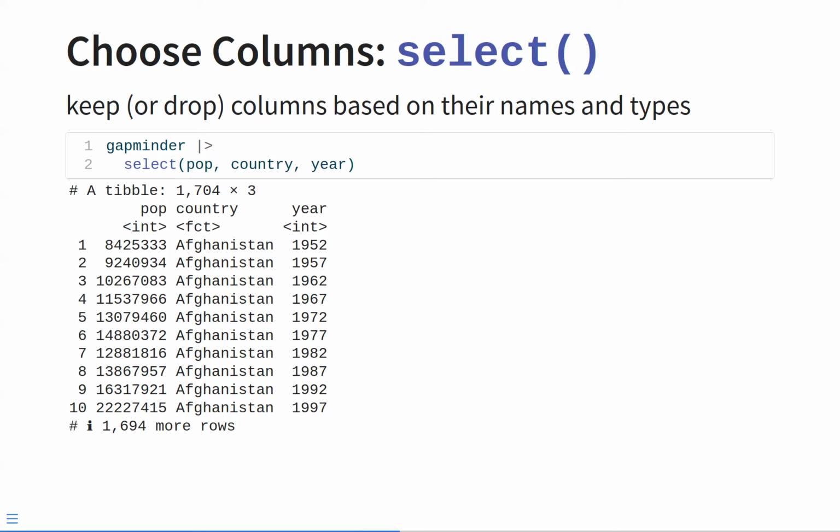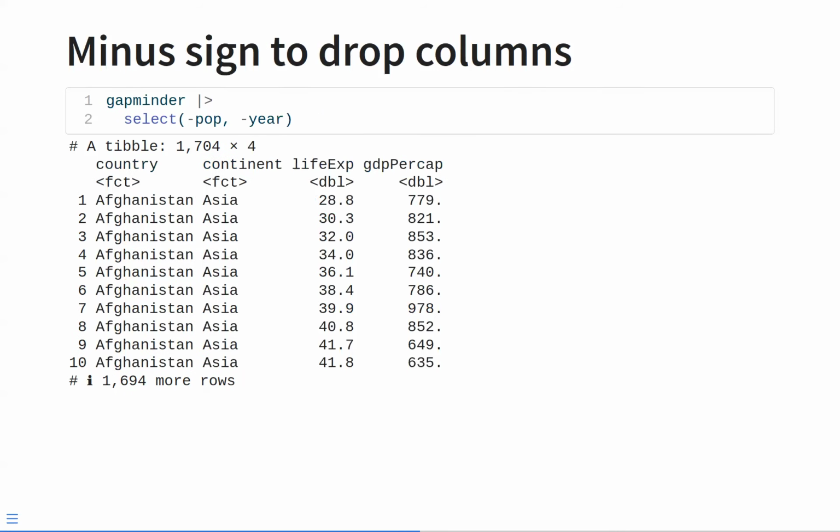With select, we can keep or drop columns based on their names and types. In other words, the type of data they contain. So in this simple example on the slide, I'm going to select only the columns pop, country, and year from the Gapminder dataset. If you want to drop columns, all you've got to do is put a minus sign in front of the variable names you want to drop. So to display everything except for population and year, we take Gapminder, we pipe it into the select verb, and then we put minus pop, comma, minus year.